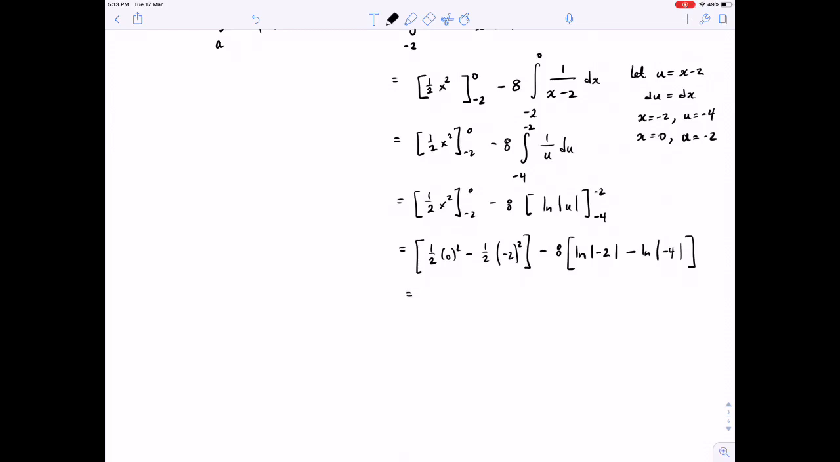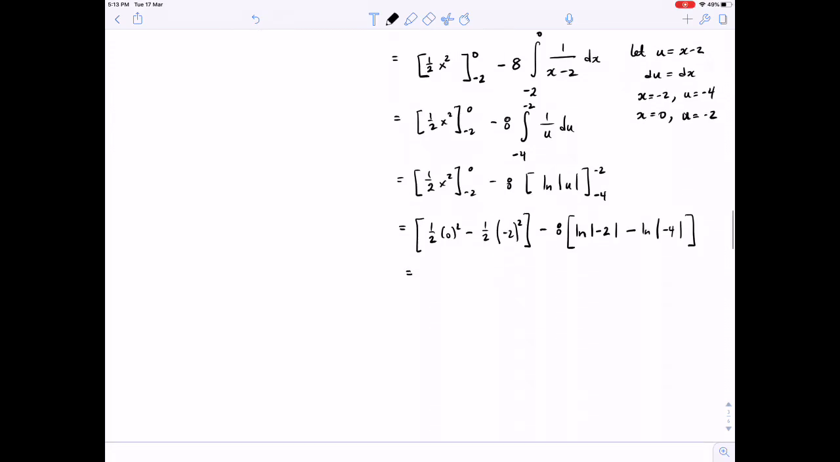And lastly, then, we're going to simplify what's here. So this first one, the first part obviously goes away, and so I'm going to get minus 1/2 times 2 squared is 4, minus 8 times, evaluate the absolute values, ln of 2, minus the ln of 4, but I'm going to write that as ln of 2 squared, and the reason for that is I'm going to use a law of logarithms to bring that down in front.